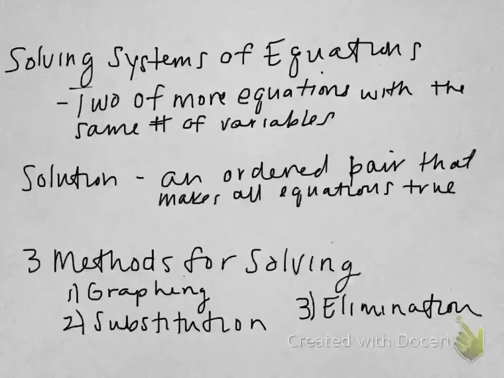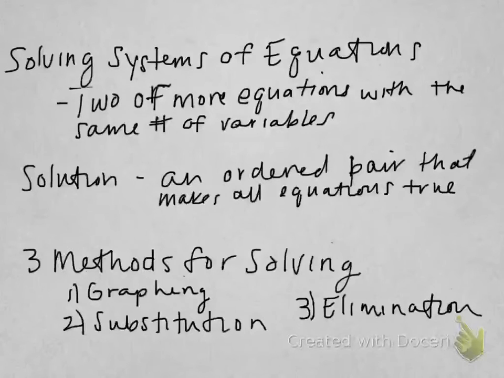What are systems of equations? Well, systems of equations are two or more, typo right there, Ms. Rance, two or more equations with the same number of variables. Now, the key thing to remember is that a solution to our system is going to be an ordered pair that makes all equations true. So we're going to be looking for an x value and a y value.